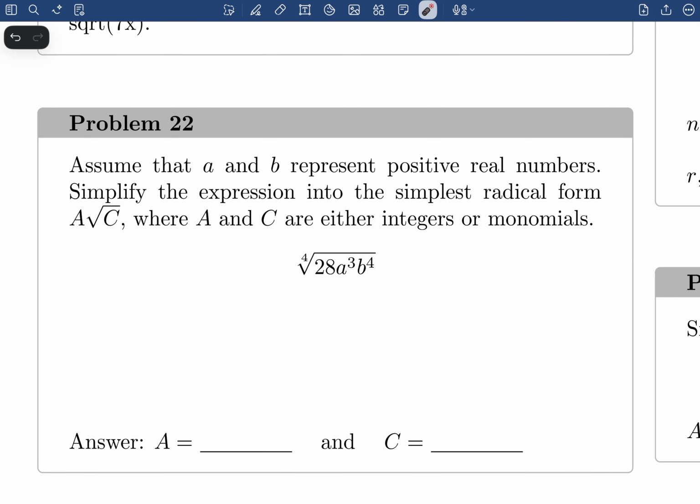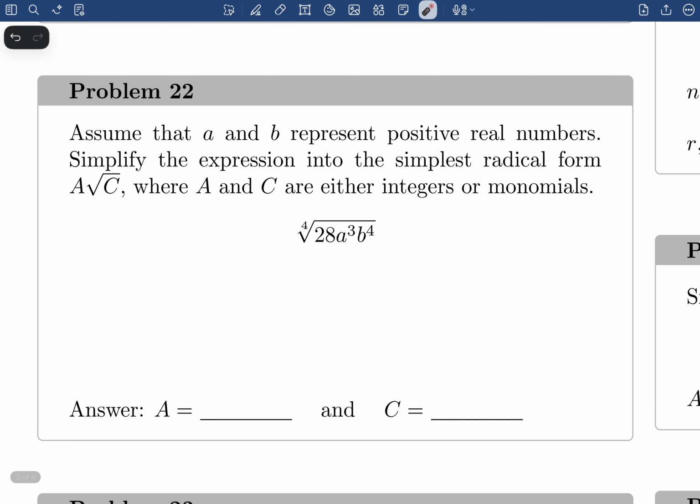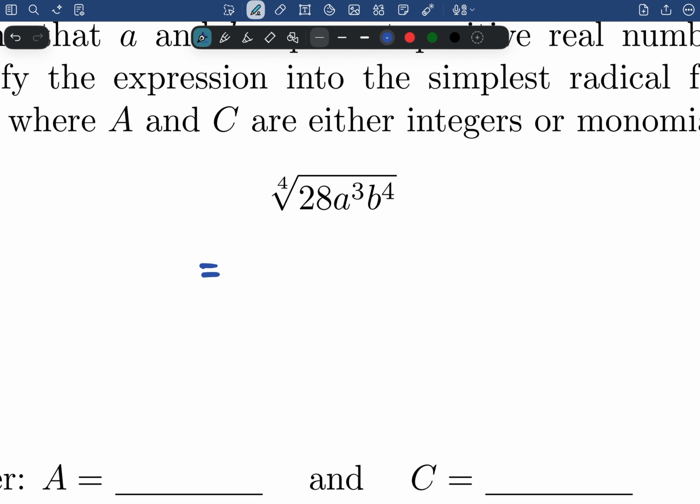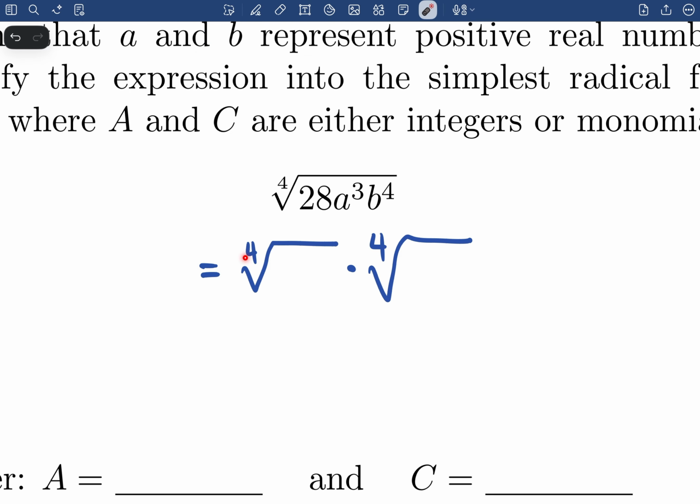Let's move on. Problem 22. Assume that a and b represent positive real numbers. Simplify the expression into the simplest radical form, a times the square root of c, where a and c are either integers or monomials. And this is a fourth root. Okay, so our brains have to think in perfect fourths to simplify this fourth root. Okay, and we're going to use the product rule of radicals again. So we're going to turn this fourth root into two separate fourth roots. And under the first fourth root, we're going to put perfect fourths. And under this next fourth root, we're going to put the leftovers.